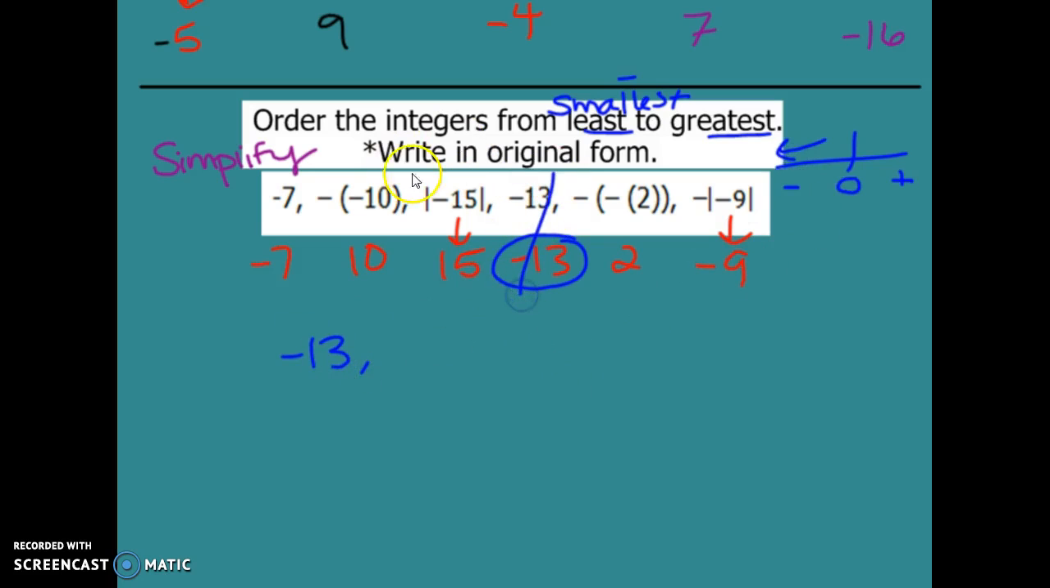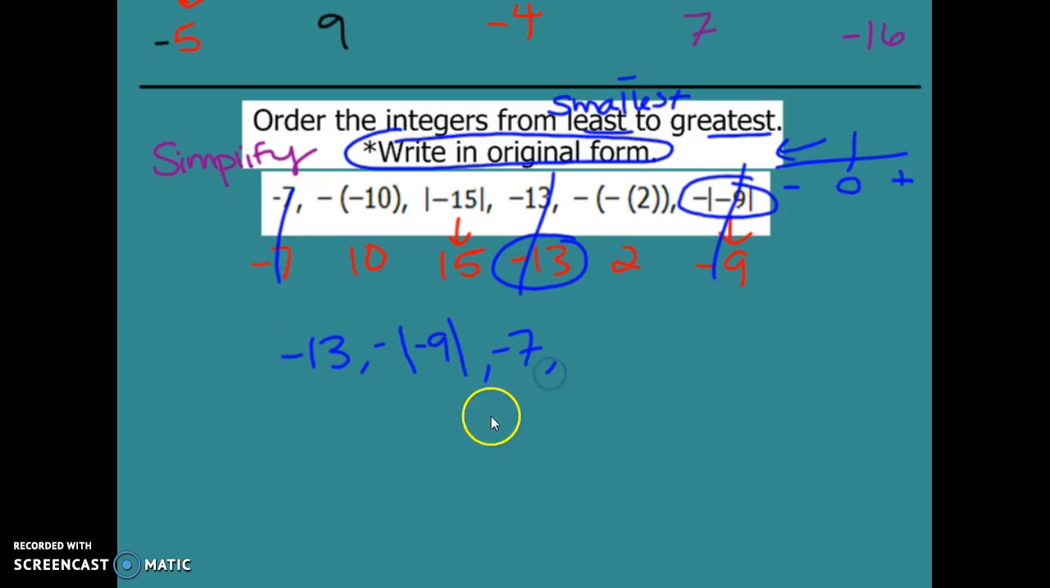And it says here, write in the original form. Negative 13 was the original form, so I didn't really need to change it. But our next biggest negative number is negative 9, so write it in the original form like this. The absolute value of negative 9. Then the only negative number left is negative 7. Then 2, so write the opposite of negative 2.